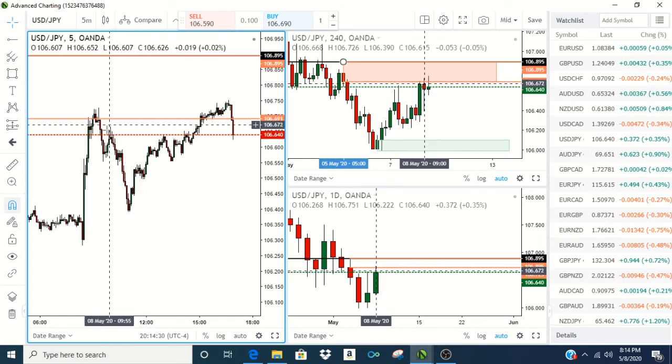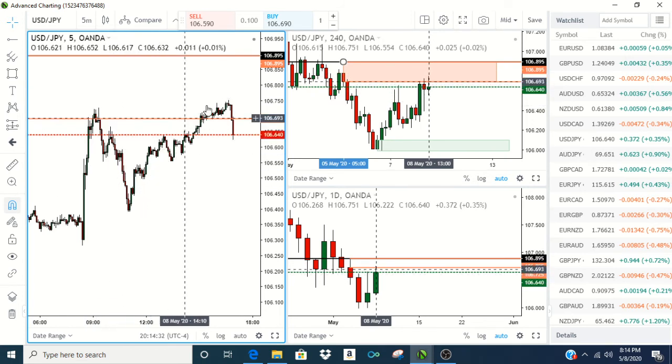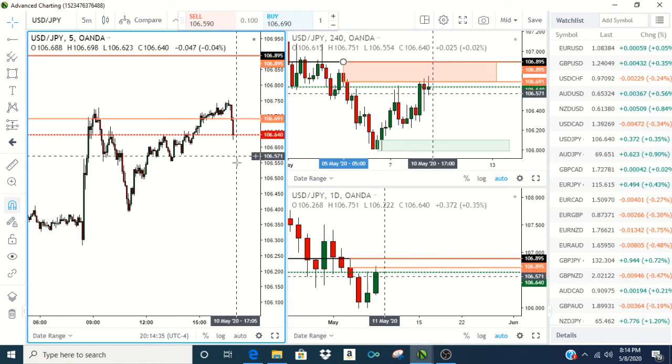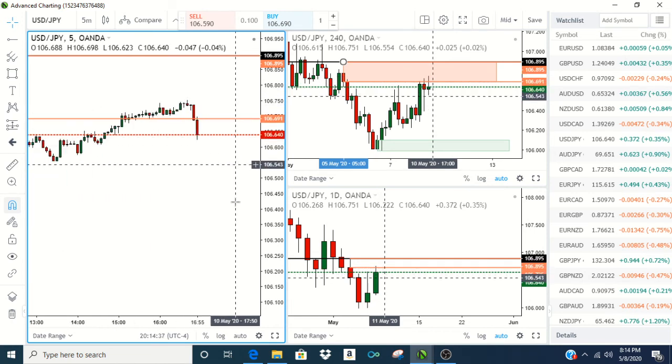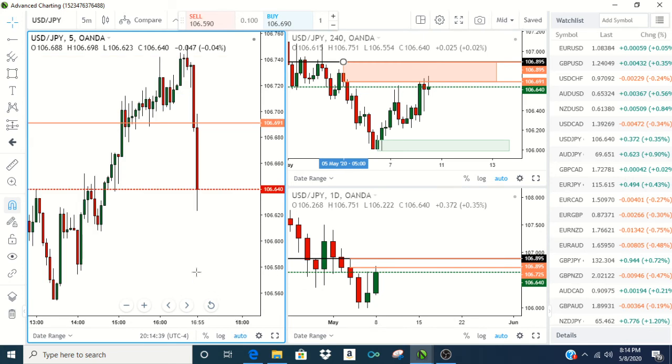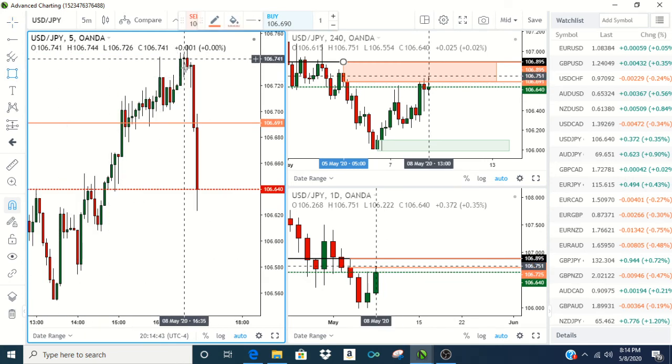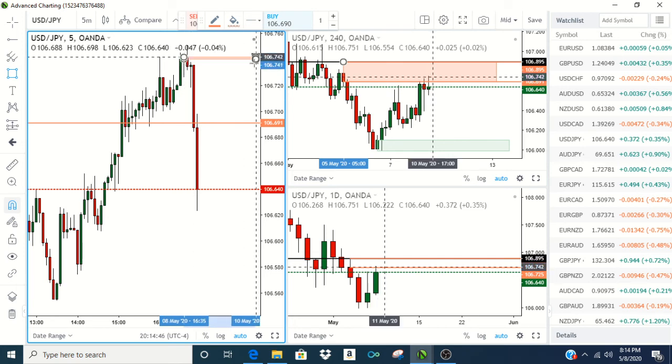You see how price fell from here, and now prices are falling from here again. If you are a day trader, you want to start selling. I would tell you to sell right now up here when the markets open back up.